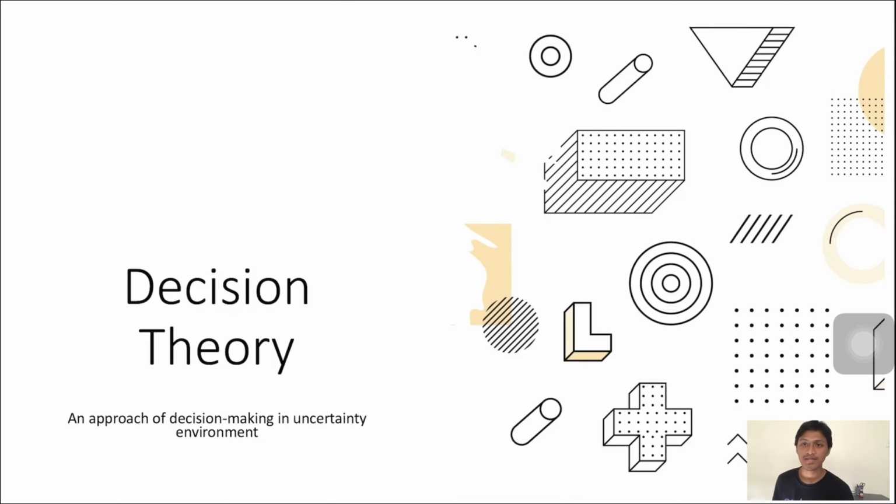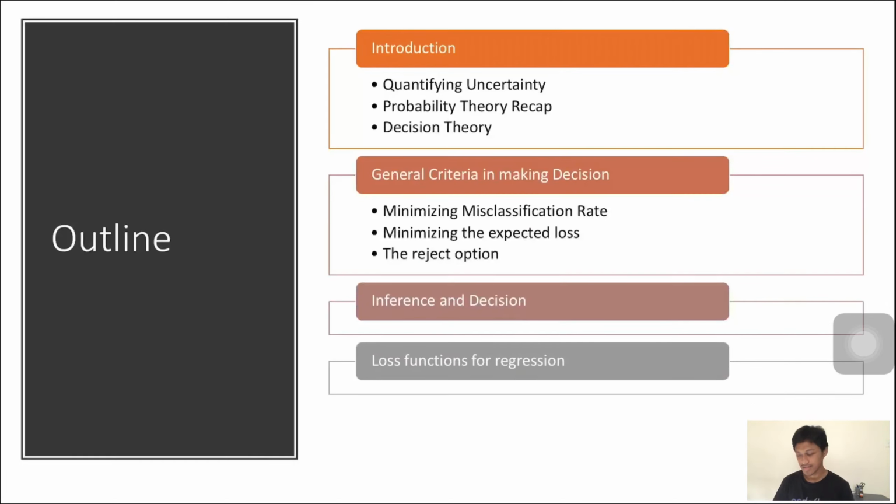Okay, I want to discuss decision theory. Decision theory is one of the basics in machine learning. The idea of decision theory is that it is an approach to decision making in an uncertain environment.